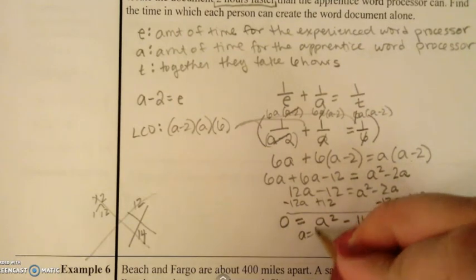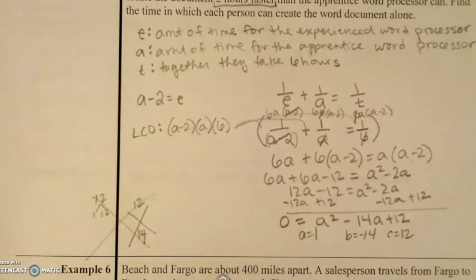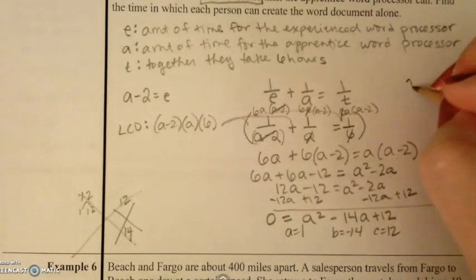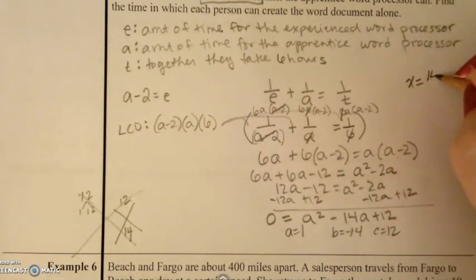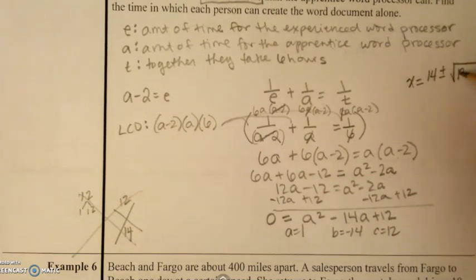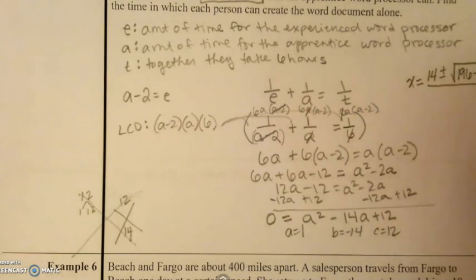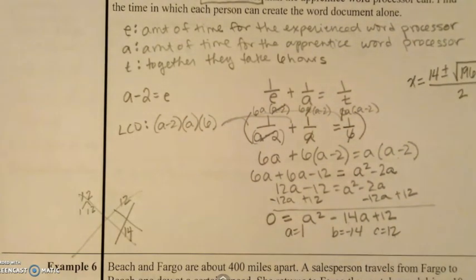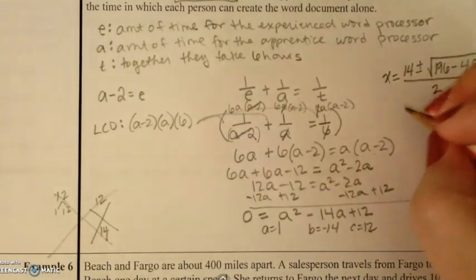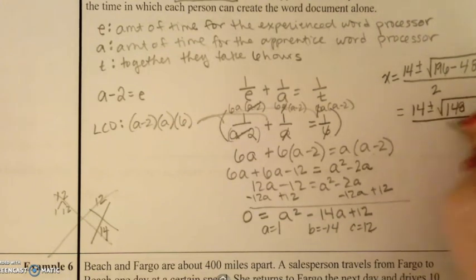So we have a equals 1, b equals negative 14, and c equals 12. And so we can do x equals negative b plus or minus the square root of b squared minus 4 times 1 times 12 all over 2 times 1. Let's get that over. Which equals 14 plus or minus the square root. 196 minus 48 is 148 over 2.